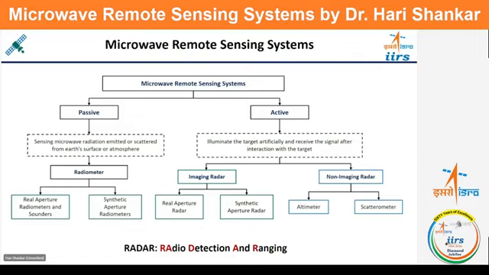And the non-imaging categories are the altimeters and the scatterometers. So scatterometer data is also very useful. People are using it for ocean applications. So suppose sea surface height, sea salinity, or sea roughness, all those things we can very easily investigate with the help of the scatterometer data sets.